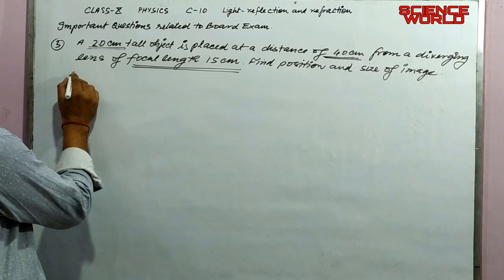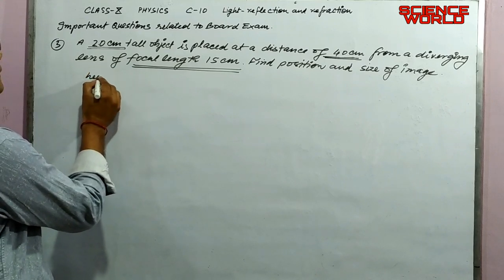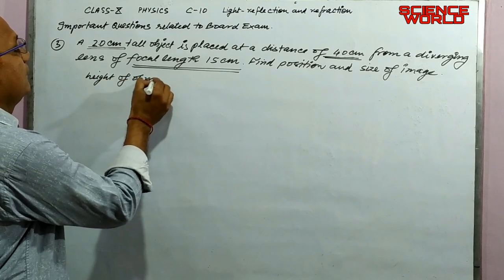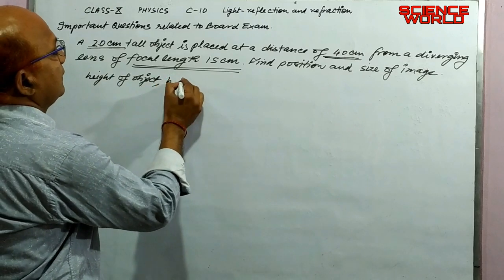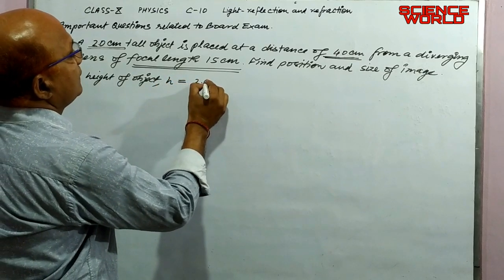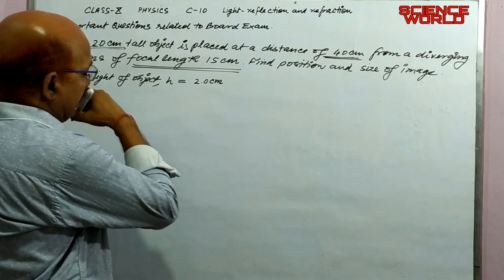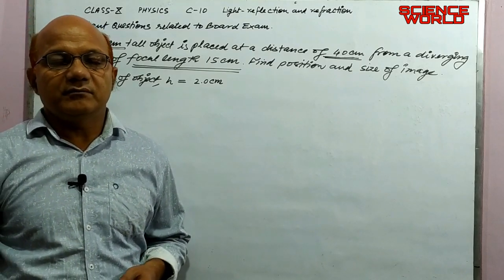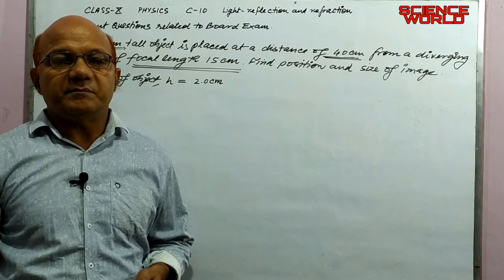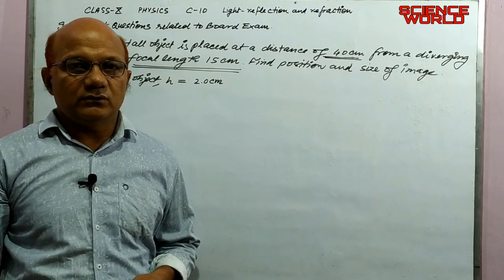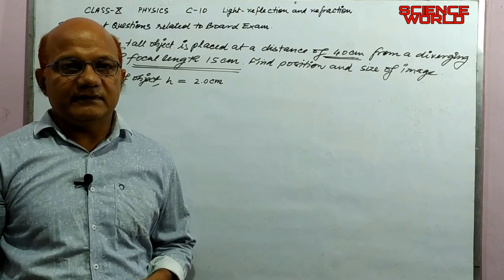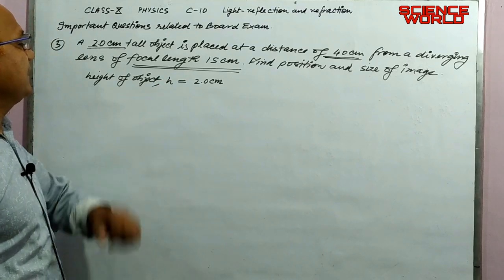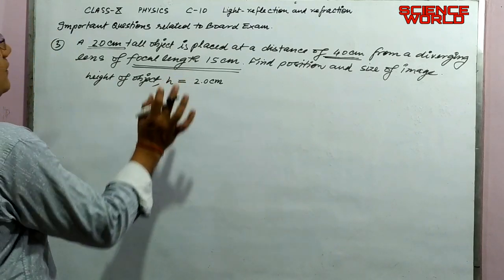Height of object h, it is given 2.0 centimeter. As you know, object is always perpendicular to the principal axis in upward direction. So, we will use plus sign convention for this value because it is always erect. So, we will write here plus sign, it is now positive.